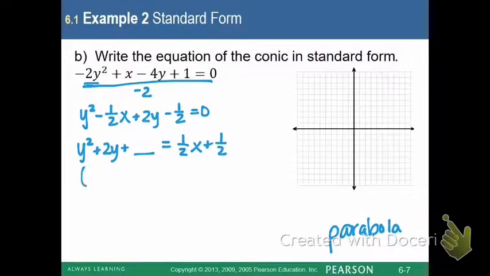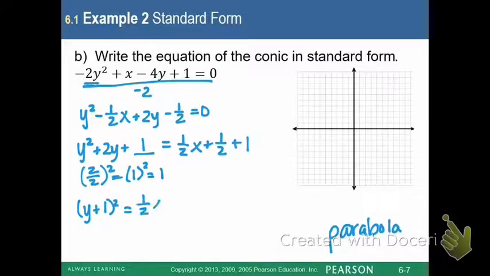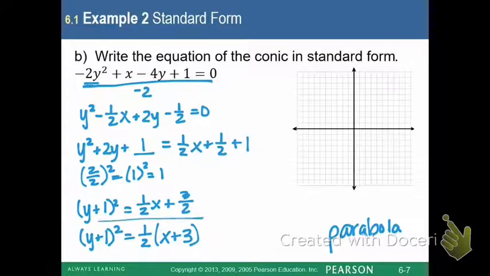Okay, so now I do the completing the square part. So I get a 1, so I'm going to add that to the right side as well. So then I'll have y plus 1 squared equals 1/2 x plus and then 1/2 plus 1 is 1.5. If I combine my fractions there, I get 3/2, which is probably what I would want to do, because I need to take that 1/2 out now. And then that just leaves me with x plus 3. Okay. So there's my equation.